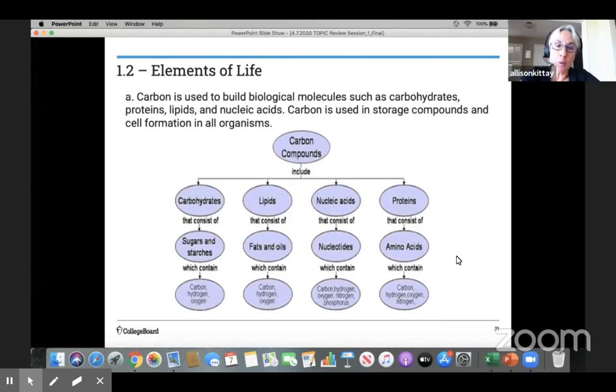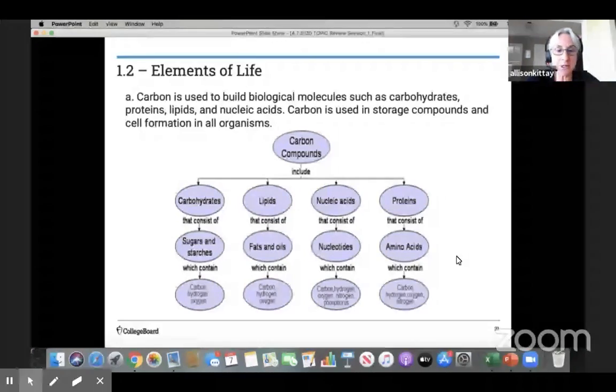So let's take a look at carbon. This flow chart kind of shows you why carbon compounds are so important to living things. They make up carbohydrates, which consist of sugars and starches, and as I mentioned, cellulose, which is a structural component made of carbon, hydrogen, and oxygen. They are often called hydrates of carbon. Quite literally, there's twice as much hydrogen as carbon and oxygen.